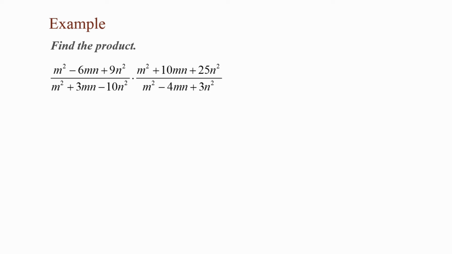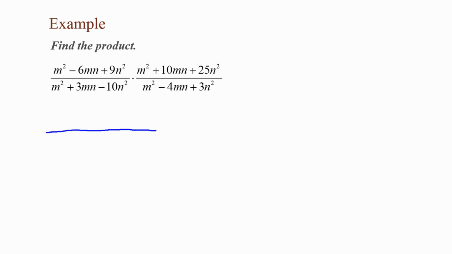In this example, find the product m squared minus 6mn plus 9n squared divided by m squared plus 3mn minus 10n squared times m squared plus 10mn plus 25n squared divided by m squared minus 4mn plus 3n squared.